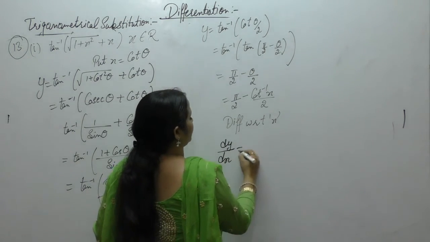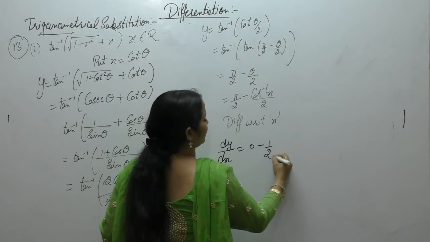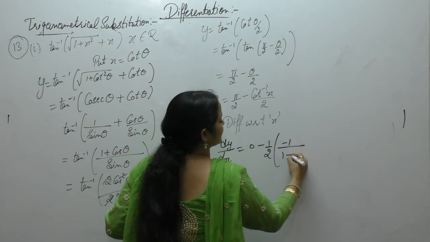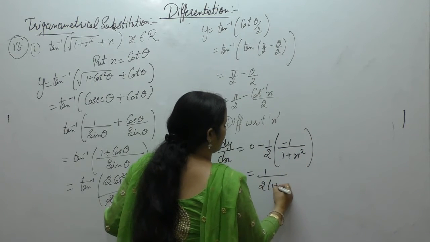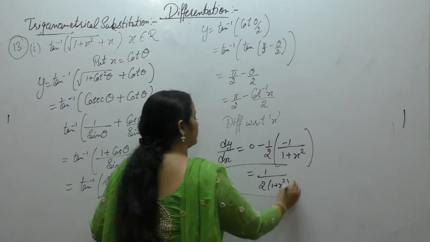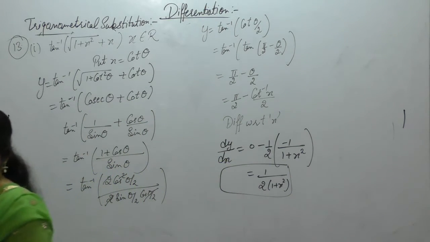Derivative of pi by 2 is 0, minus 1 by 2 times the derivative of cot inverse x, which is minus 1 upon 1 plus x square. So we get 1 upon 2 into 1 plus x square.